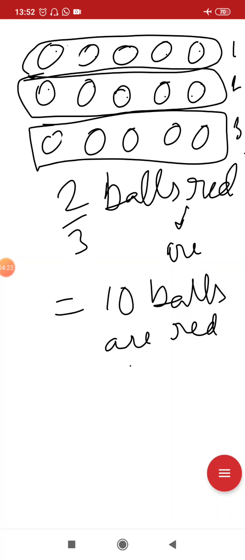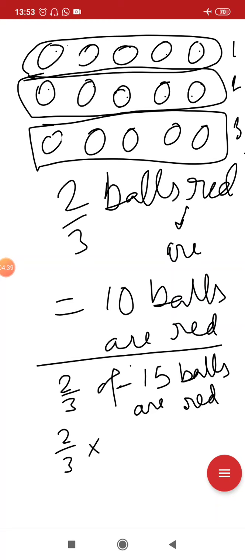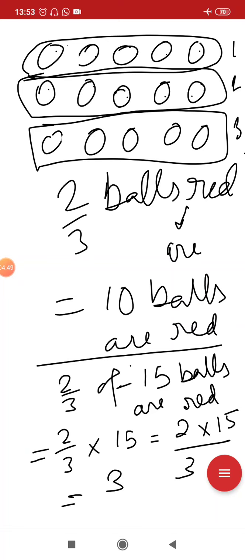Now if you use the formula, how can you solve it? Let's see. 2/3 of 15 balls are red. This will be the question. So how to find it? 2/3 multiplied by 15. Now we will multiply the numerator with 15. 2 into 15 is 30, so it is 30/3. If you divide 30 by 3, the answer is 10. So 10 balls are red. So using the formula also we can solve it.